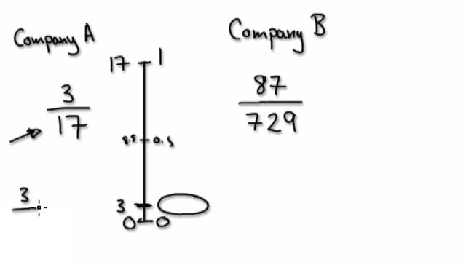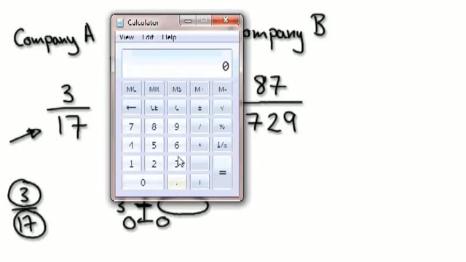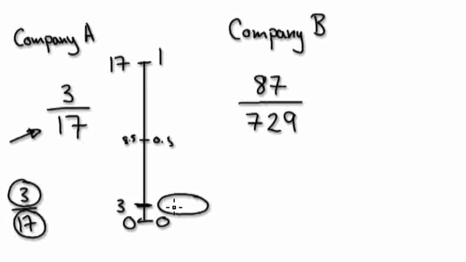Well, get a calculator out and get the part. This is your part divided by your whole. So get a calculator out. 3 divided by 17 equals 0.176. I'm going to push up because the 6 is higher than the 5. I'm going to push up to 0.18.